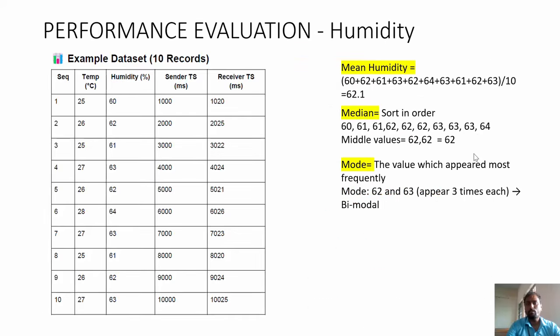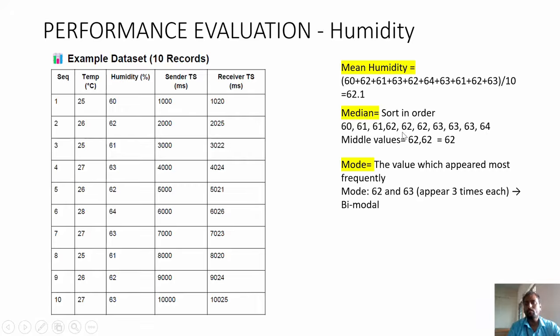Next we will see the performance evaluation of humidity. First, the mean humidity value. Sum up all the humidity values and divide it by 10. So we will get the value as 62.1. For finding the median value of humidity, first we have to sort the entire humidity values into ascending order. So we have 60, 61, 61, 62, 62, 62, 63, 63, 63 and 64.